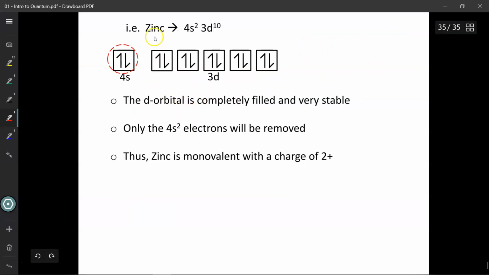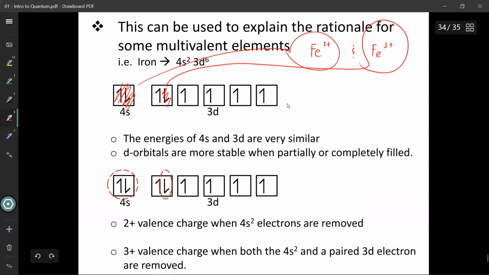On the other hand, zinc is generally monovalent and only has a zinc 2+ charge. Once it loses these 2 electrons, it becomes zinc 2+. Now it has a d orbital that's completely filled, and that provides stability. So there's no reason why it would want to lose any more electrons beyond that. Thus, zinc is monovalent with a charge of 2+. Now again, this method of explaining ion formation is not perfect, but it does a pretty good job of setting you up for future courses where you'll learn about other variables to factor in.